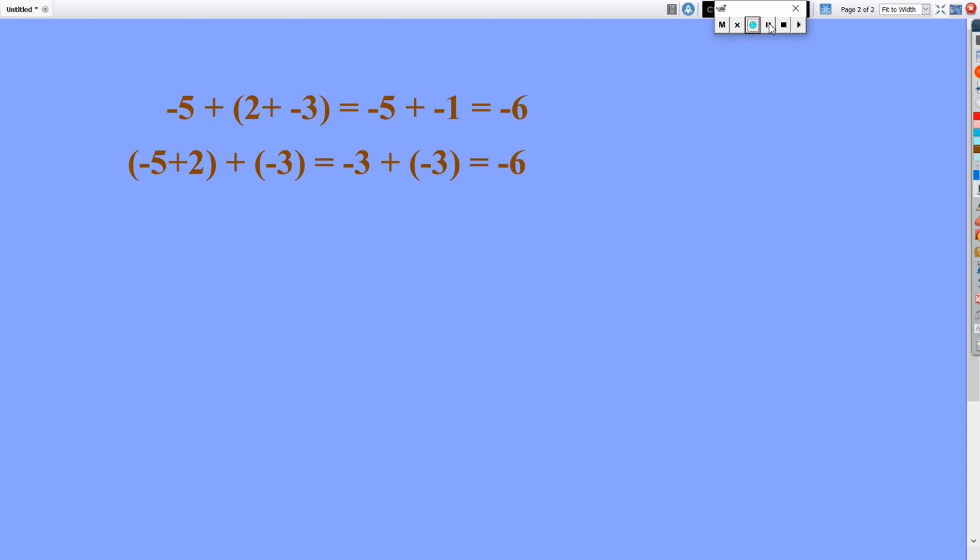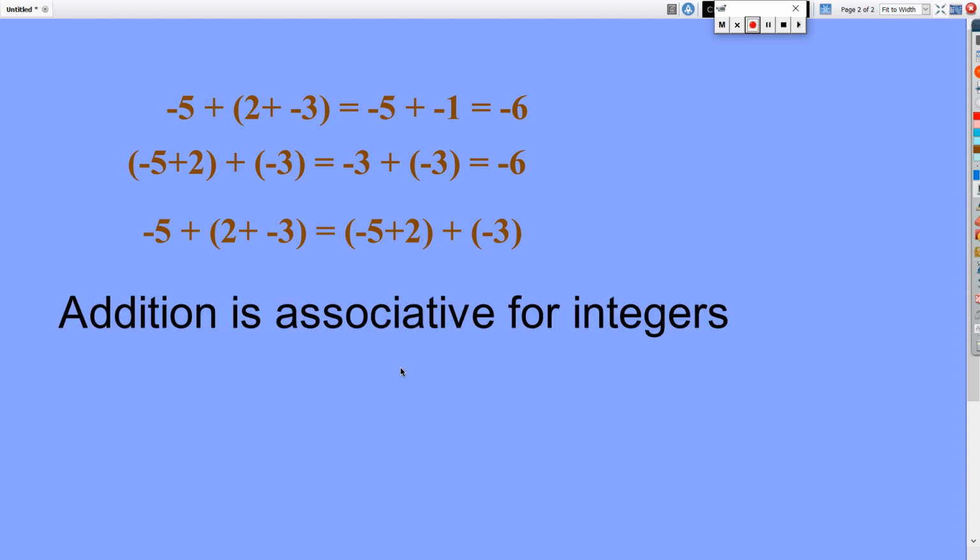So we can write negative 5 plus (2 plus negative 3) is equal to (negative 5 plus 2) plus negative 3. This property is called associative property. So we can say addition is associative for integers.